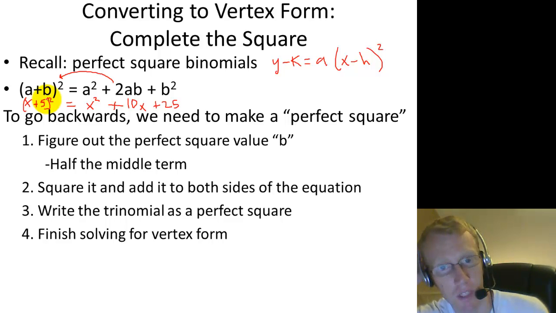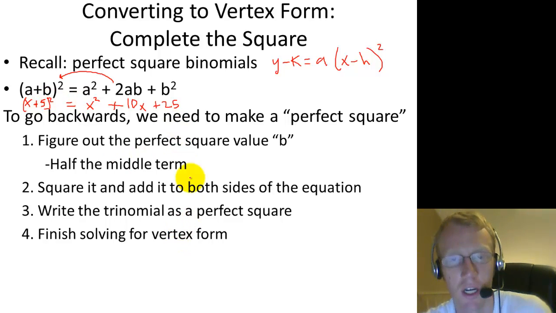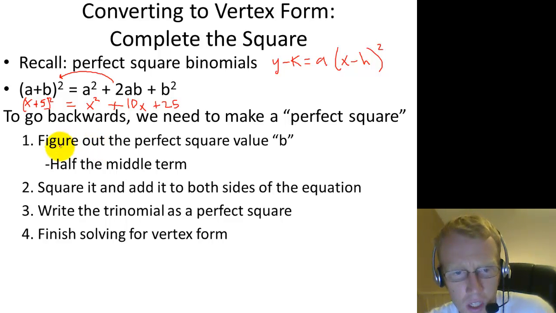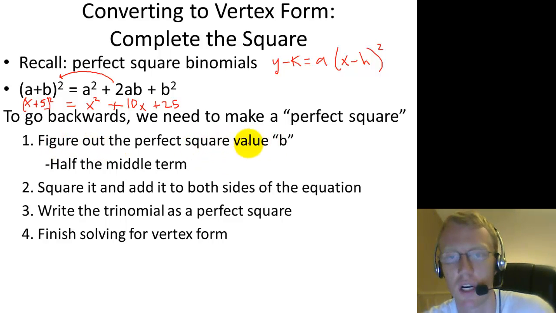So there's a couple of steps to this process. First, we're going to outline what the steps are, then we'll do some examples. So the first thing you have to do is figure out what your perfect square is. So the perfect square is always half the middle number. So half of the middle term, half of this number is your perfect square.